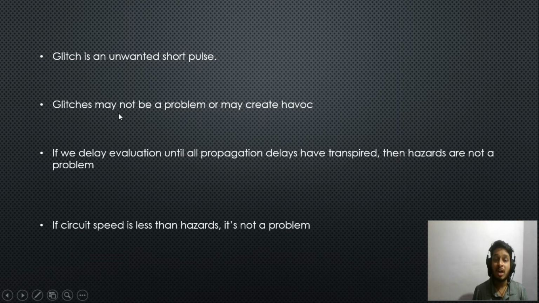A glitch is an unwanted short pulse, as I told you, and glitches may not be a problem or may create havoc or large devastations. What do I mean by that? Sometimes glitches are not a problem at all because it depends on the scenario how a glitch is transformed. The next sentence says that if we delay the evaluation until all propagation delays have transpired, which means they have completed, then the hazards are not a problem.